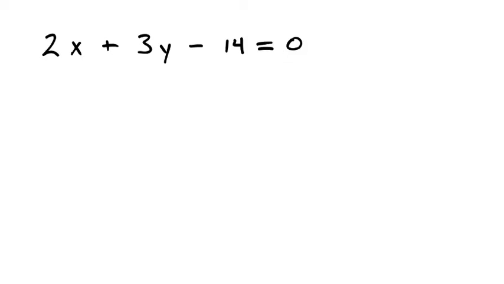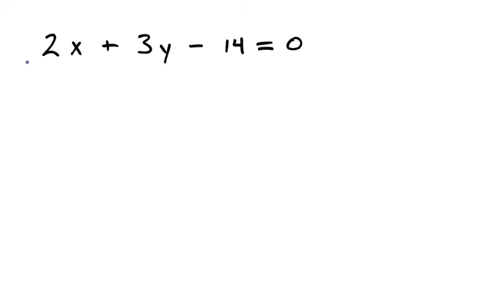2x plus 3y minus 14 equals 0. This is called the general form of a linear function. To change this, I want to basically get it to be y equals. So I want y all by itself on the left, everything else on the right. So I'm going to move the 2x and the negative 14 to the other side.